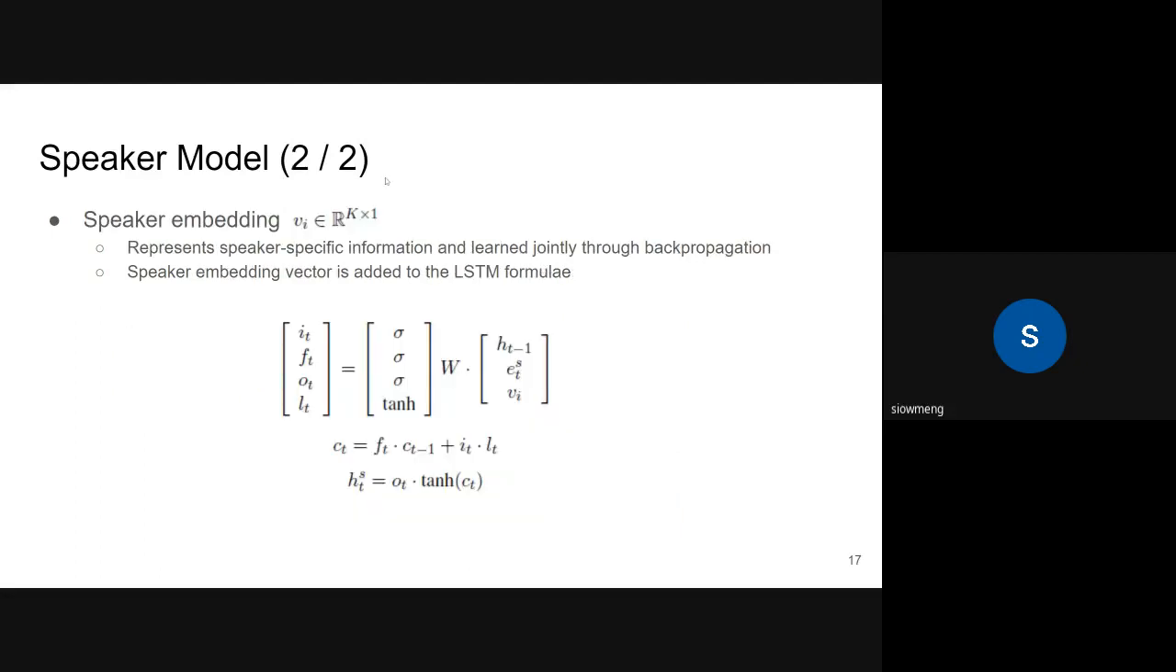So next, the speaker embedding is an embedding vector, and as I said, it's learned together with the whole neural network parameters. You can see from the matrix representation that this is the LSTM formula. The only thing added here is V_i, which is the speaker embedding. So when you go through the neural network, all the gate outputs are a mishmash of three things: the hidden states, the word embedding vector, and also the speaker embedding vector.